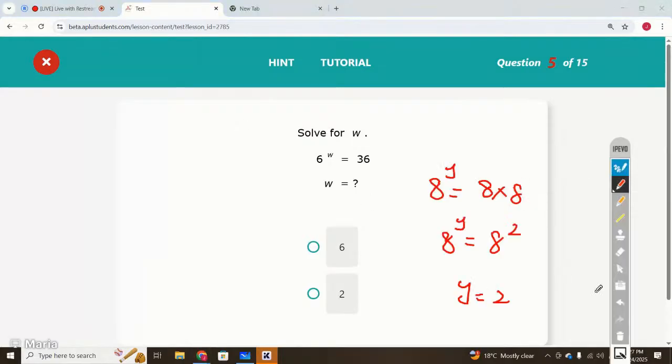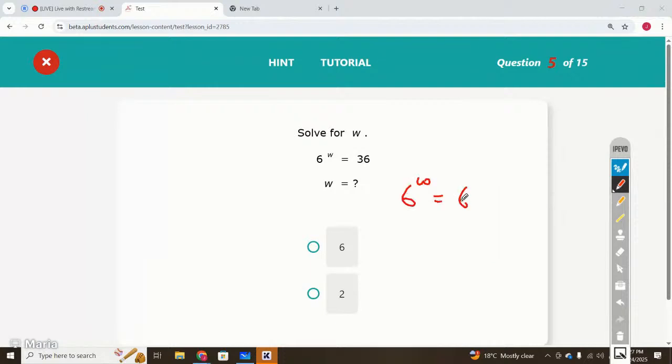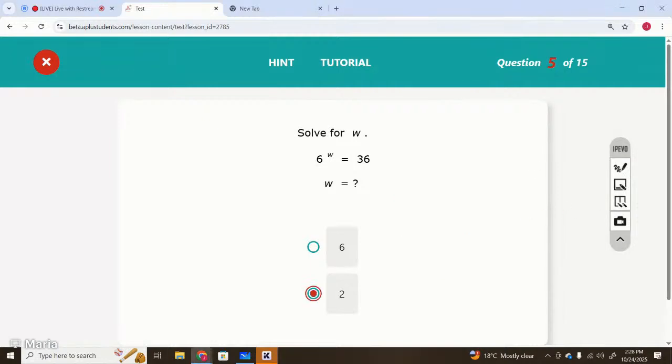Solve for w. 6 exponent w equals 36. So that is 6 exponent w equals 6 times 6. That is 6 exponent w equals 6 square. That is w equals 2. Option number 2 is the correct option.